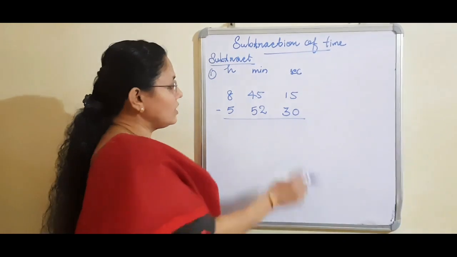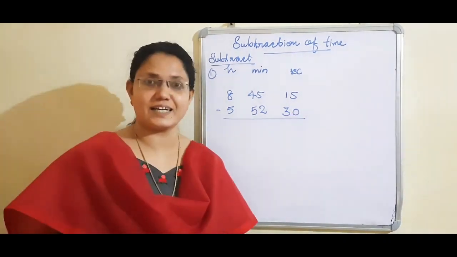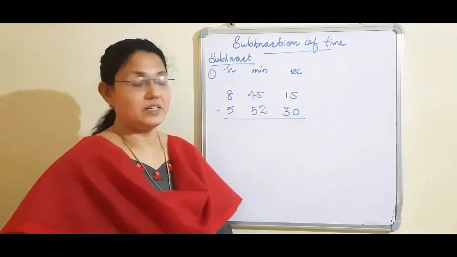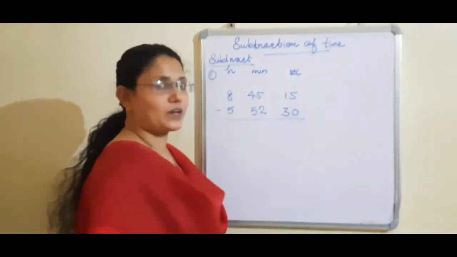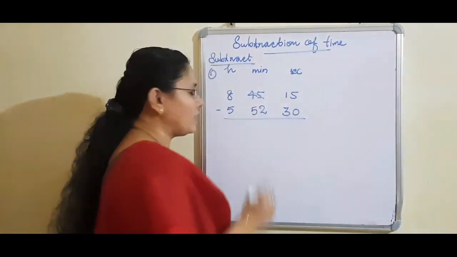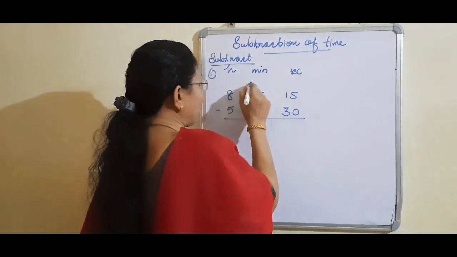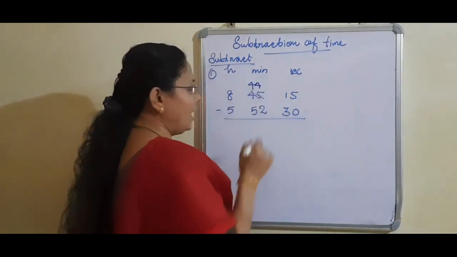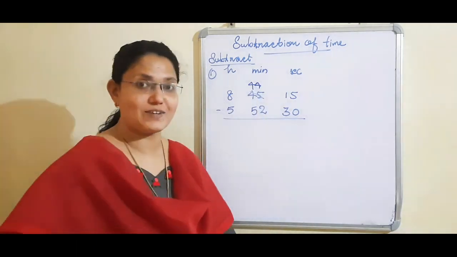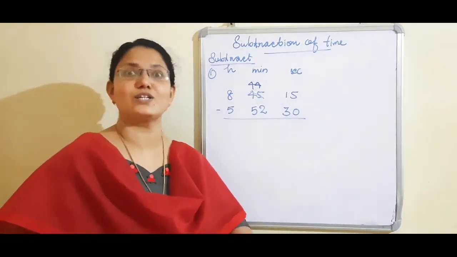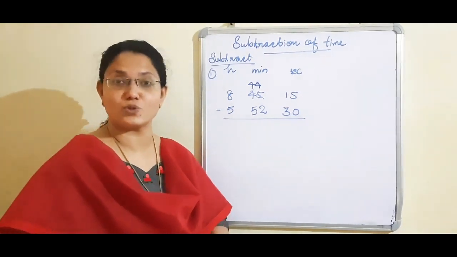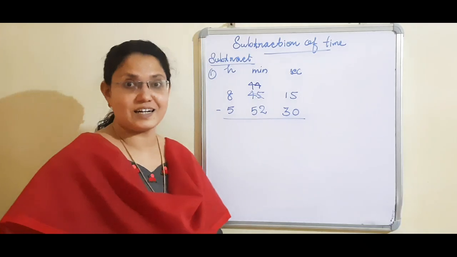Then we have to think, can we subtract 30 seconds from 15 seconds? No. That time what we have to do? Yes, borrow 1 minute from 45 minutes. When we borrow 1 minute from 45 minutes, it remains as 44 minutes. And this 1 minute we have to add with the seconds. Before that we should convert this minute into seconds. Whenever we borrow, we should convert this to the next unit which is written on the right side.